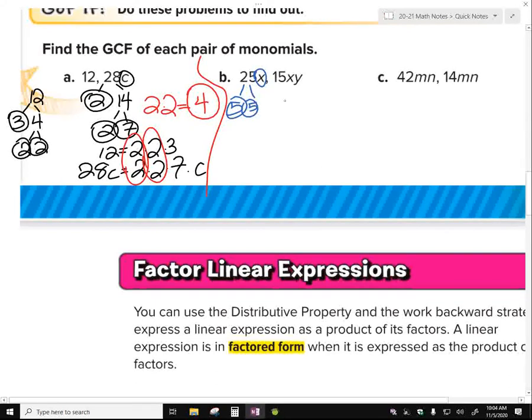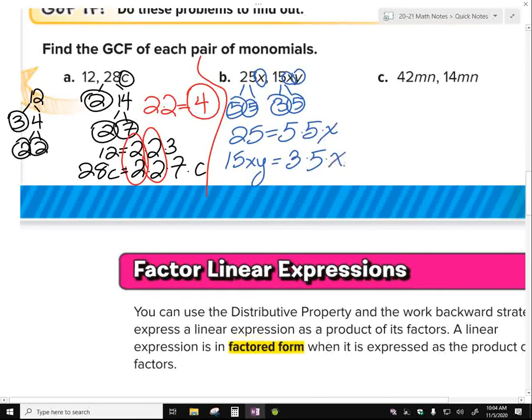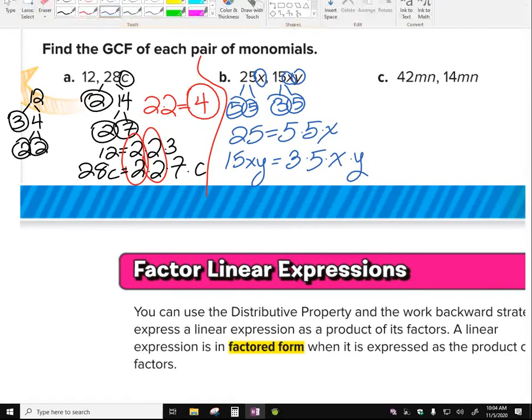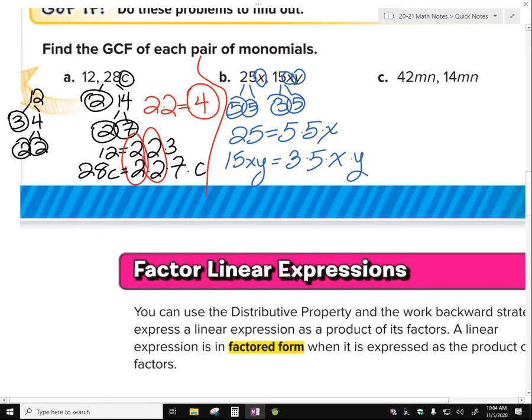Five times 5. 3 times 5. So 25x factorization is 5 times 5 times x. 15xy is 3 times 5 times x times y. I have a common 5. I have a common x. When I multiply 5 times x, it's just going to be 5x.